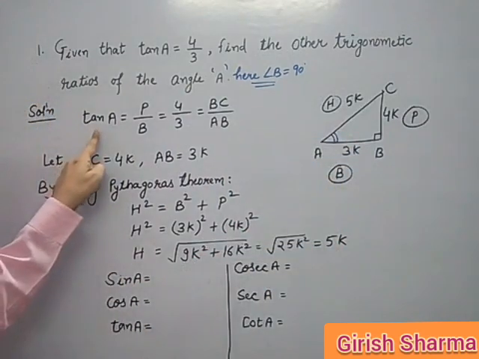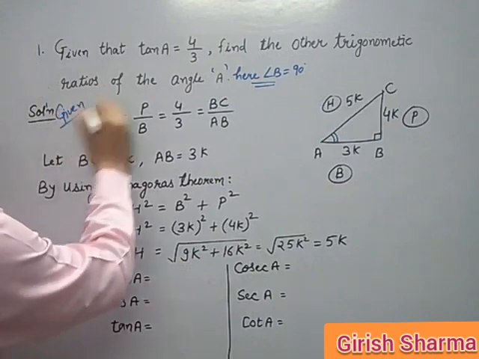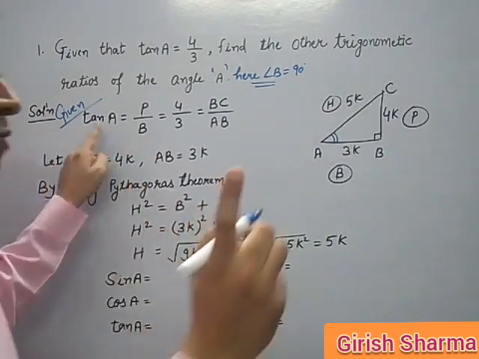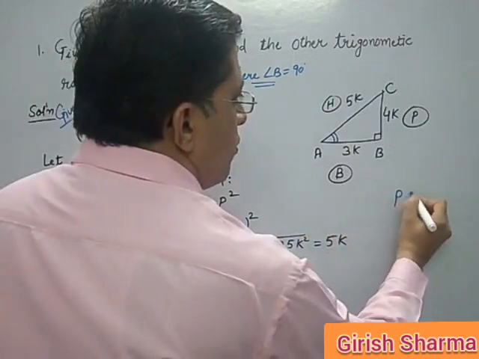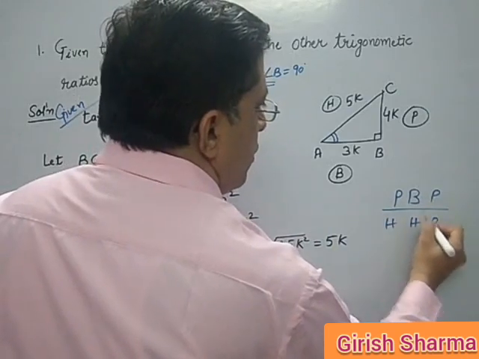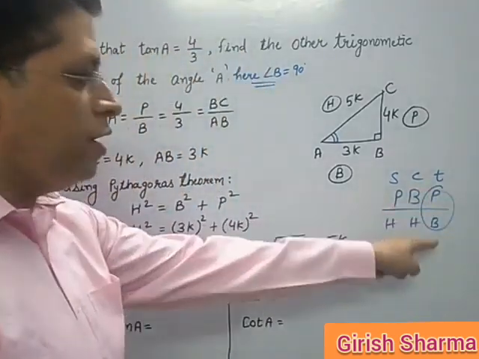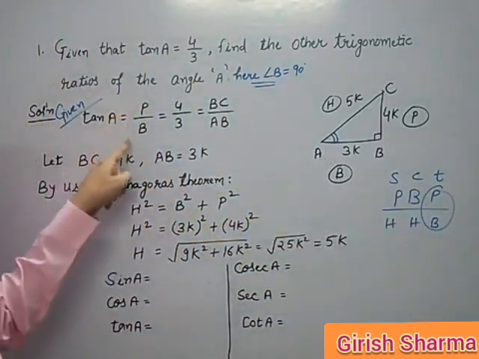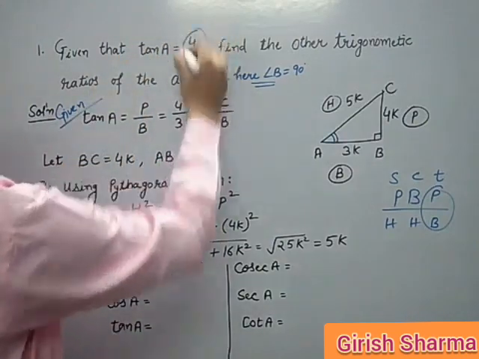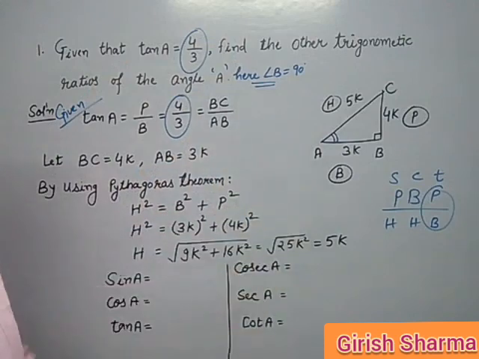See here, what is given here? Tan A. What is the meaning of tan A by Pandit Badri Prasad? Pandit Badri Prasad, har bole, sona chandi tole. What is the meaning of tan? That is P upon B. And what is given to you? P upon B is 4 upon 3. Let me put this 4 upon 3.